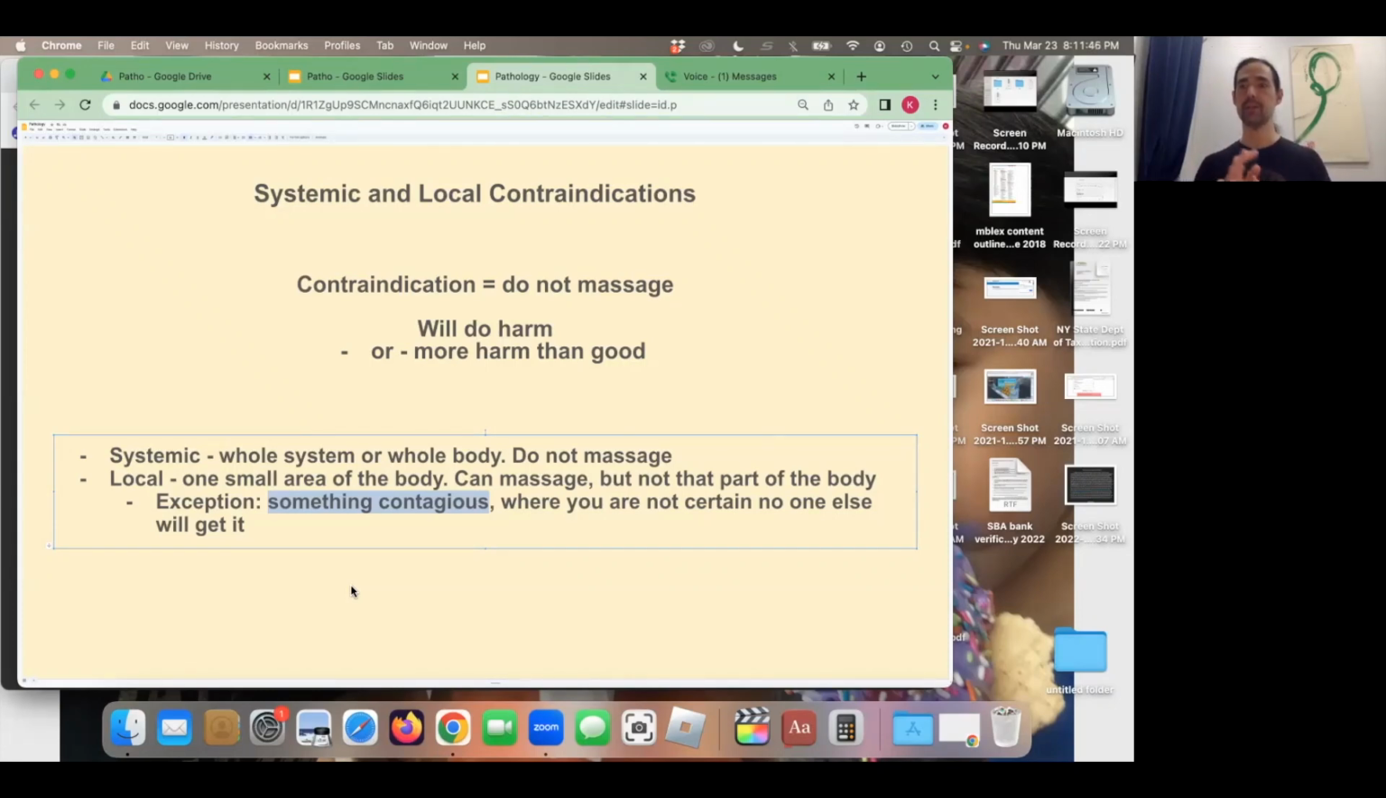So it's better just to say, okay, you have cold symptoms, or you have something that looks like a cold, that's contagious, so I'm just not going to treat you this time. All right.